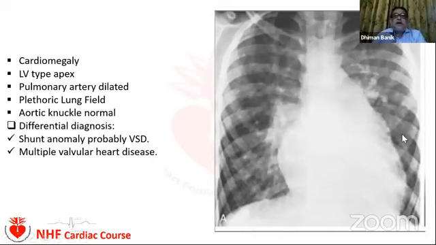This is another chest X-ray where there is cardiomegaly with LV type apex, and the pulmonary artery is dilated with a plethoric lung field. The aortic knuckle is small, and with these chest findings, the differential is VSD. It might be a shunt anomaly, probably VSD, because in VSD the aortic knuckle will be small and pulmonary vessels will be dilated. And an important differential is again multiple valvular heart disease.